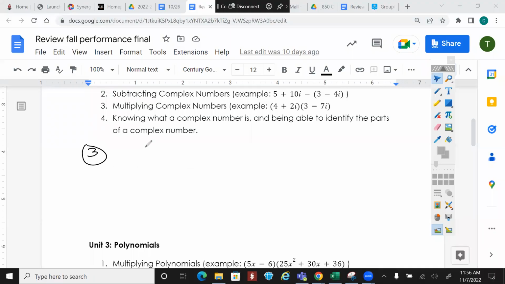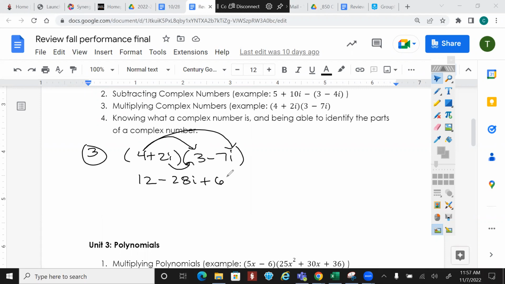Okay, number 3, we're multiplying complex numbers. We've got 4 plus 2i times 3 minus 7i. You can distribute or you can use the box. I personally am going to distribute. So I'm going to do 4 times 3. What is that going to give me? 12. 4 times negative 7i gives me negative 28i. 2i times 3 gives me 6i. And 2i times negative 7i gives me negative 14i squared.